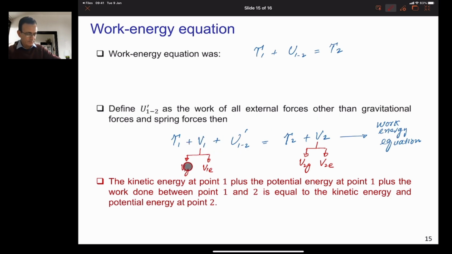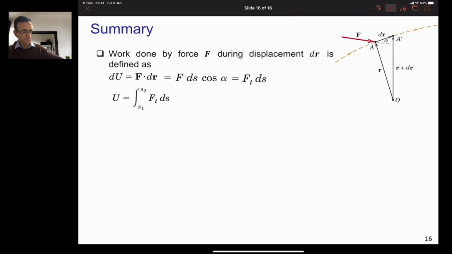This means that this potential energy is the sum of potential energy due to gravity and potential energy due to the spring force. And similarly, this potential energy can be split into two parts: the potential energy due to gravity and the potential energy due to the spring. So this is the final equation that we will be using to solve numerical examples. And you will see in the example that I will solve how to use this equation for practical problems. Okay, so this is it for today.